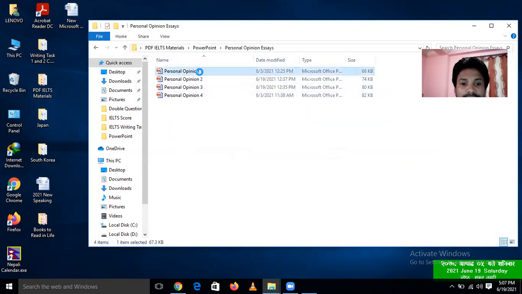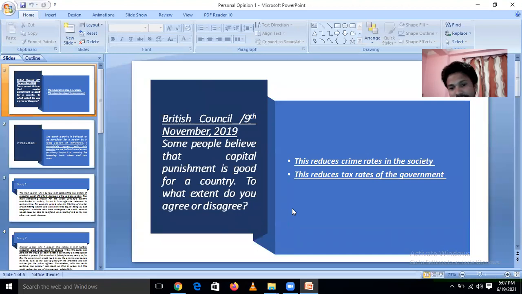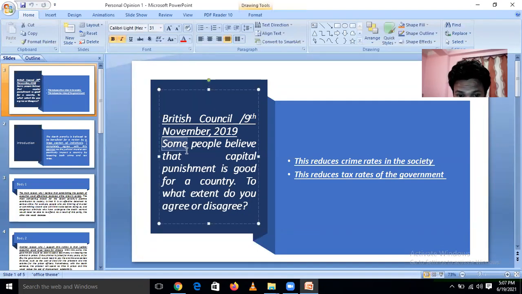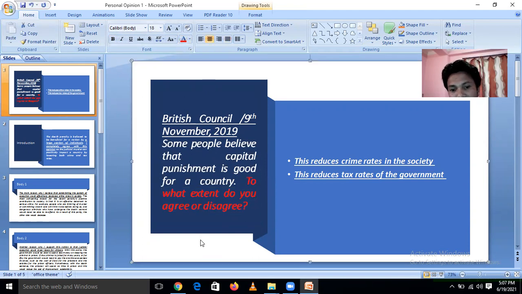All right, so here is the question. The question was asked at the British Council on 9th November 2019. Some people believe that capital punishment is good for a country. This is the statement. Some people, not all people, only some people believe that capital punishment is good for a country, meaning the death penalty. To what extent do you agree or disagree? So this is the question.